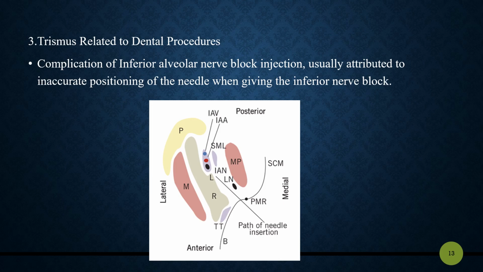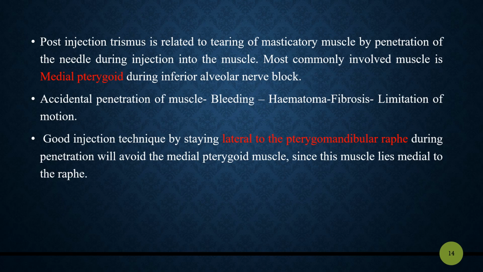Now, whenever the muscle is accidentally penetrated, it leads to bleeding, and this bleeding leads to hematoma formation, and this hematoma gets organized and finally leads to fibrosis in the muscle. So post-injection trismus is related to tearing of masticatory muscle by penetration of the needle during insertion, and the most commonly involved muscle in case of IAN block is the medial pterygoid. So good injection technique, staying lateral to the pterygomandibular raphe during penetration, will avoid the medial pterygoid muscle, since this muscle lies medial to the raphe.